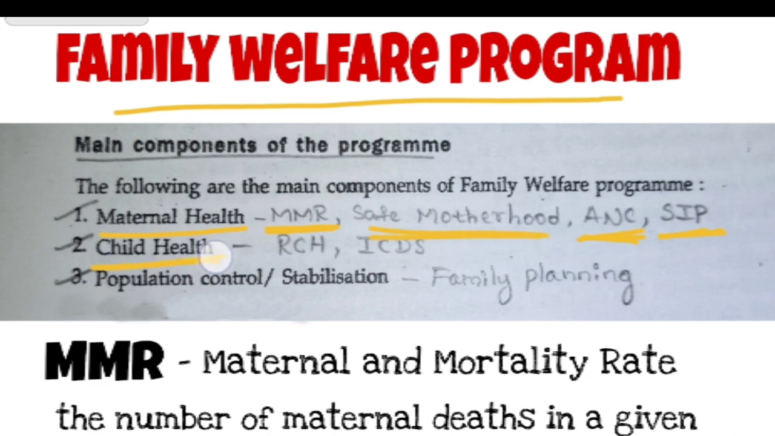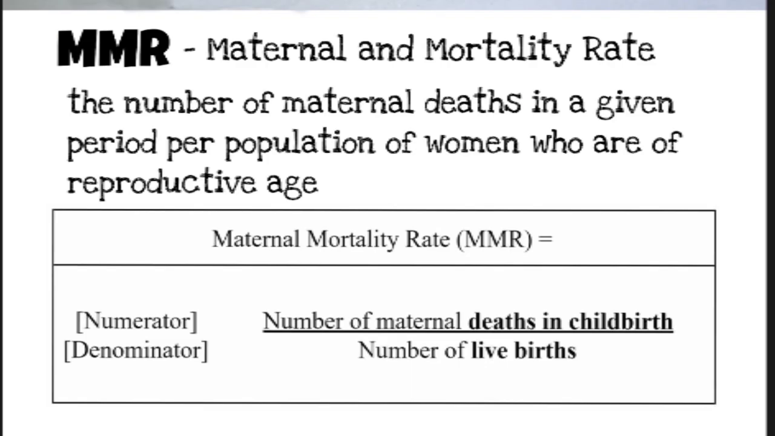And next, in the child, if you see, RCH and ICDS. And the last one, population control programs, that is nothing but the family planning programs. The first topic is MMR, maternal mortality rate. This is nothing but the death rate of the mother during the delivery.